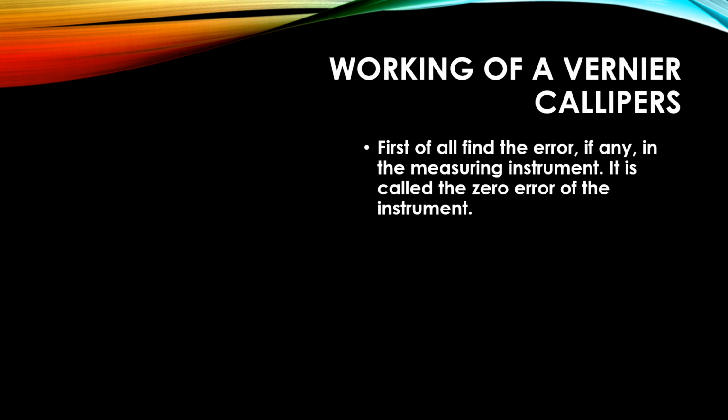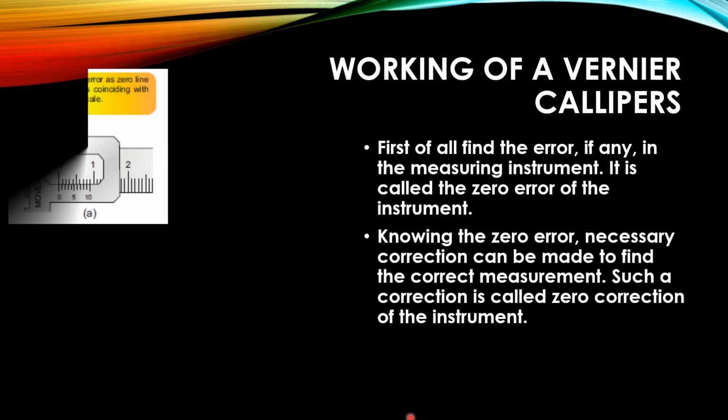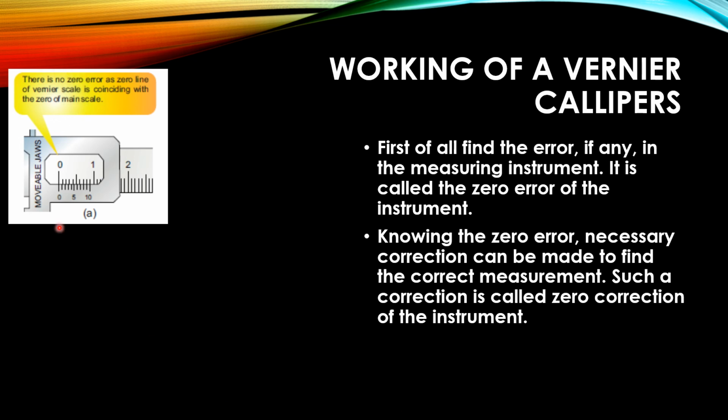It is called the zero error of the measuring instrument. Knowing the zero error, necessary correction can be made to find the correct measurement. Such a correction is called zero correction of the instrument. Let's see in the figure whether we are having any error in the instrument or not.